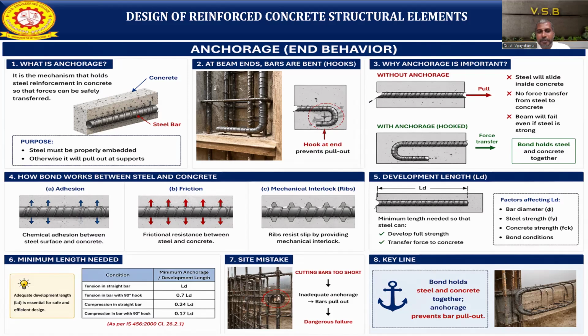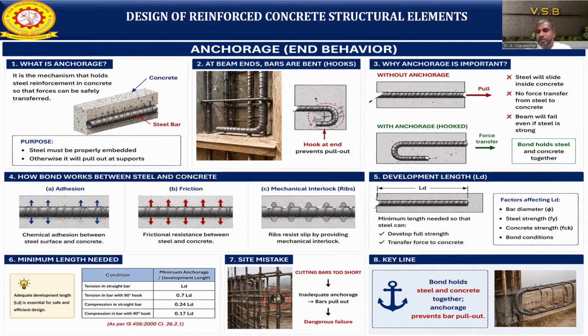This is described in our IS code. While designing, based on which type of bar we choose, we can calculate and provide the anchorage length. Commonly, while people are working, some mistakes happen on site, which we have mentioned in the images. Cutting the bar too short, or cutting the bar too long so that it projects outside. If you cut the bar too short, there is inadequate anchorage and the bars can pull out of the structure, which is dangerous. Failure will occur in the entire structure. So bond holds the steel and the concrete together, and the anchorage prevents the bar from pulling out, so it won't come out.